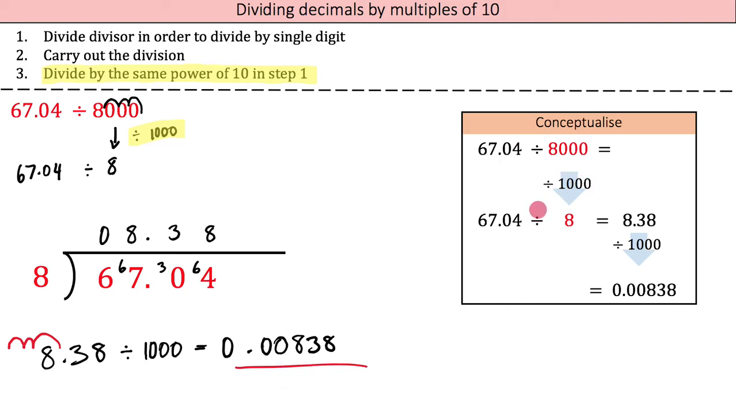To conceptualize what we're doing here, this was our original question. We divided our divisor by 1,000 in order to get it to a single digit. And then we divided our answer of that by the same power of 10 over there to get our answer. Again, I want to have a discussion as to why this is the case. I want you to give it some thought, but then I'll gather you all together and I want an answer as to why we are doing this. Why does this give us the answer?